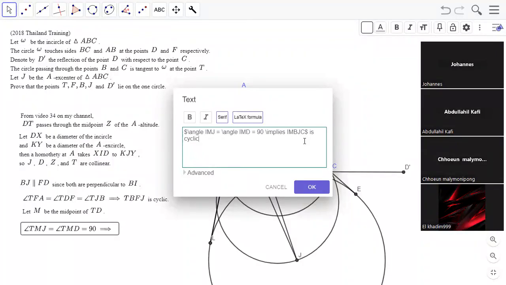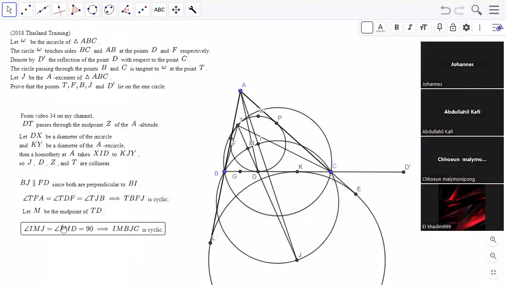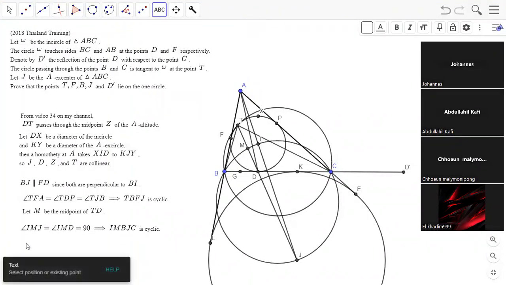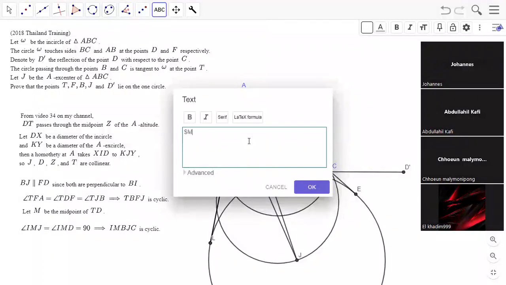Yeah, Thailand, I feel like these problems all just rely on knowing well-known problems from other competitions. So it's kind of interesting, but once you know them, they're kind of easy. So this is cyclic, and then so MD times DJ equals BD times DC.